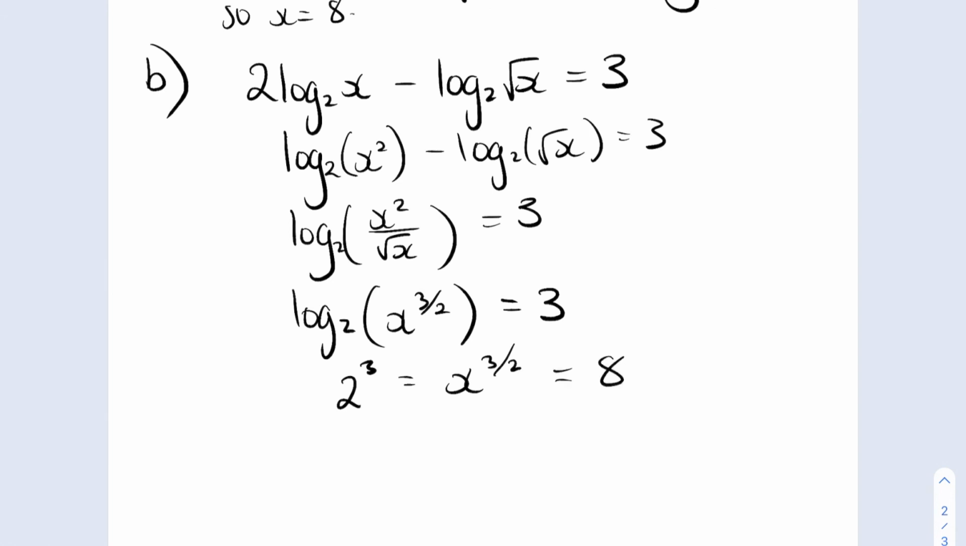2 cubed is 8. Now what I'm going to do is square both sides of this to get rid of the division by 2 in the power. So x cubed is 64, and if x cubed is 64, x must be equal to 4. And that concludes the question.